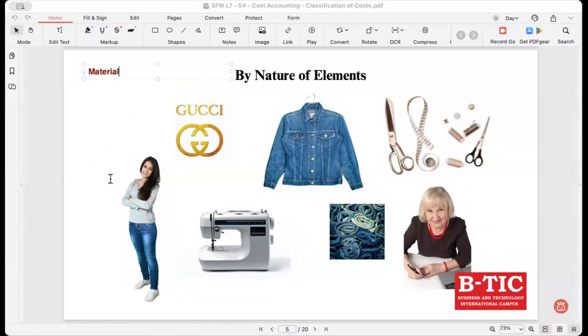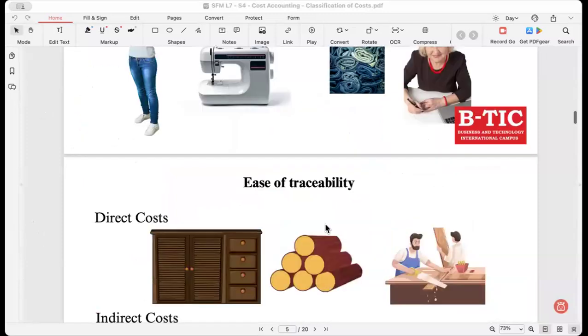Clear? So by nature of elements, it is divided into three categories: material, labor, overheads. Material is further divided into two categories: direct material, indirect material. Labor is further divided into two categories: direct labor and indirect labor. And then you have the overheads. So this is a classification based on the nature of the elements. Let's move to the next slide.